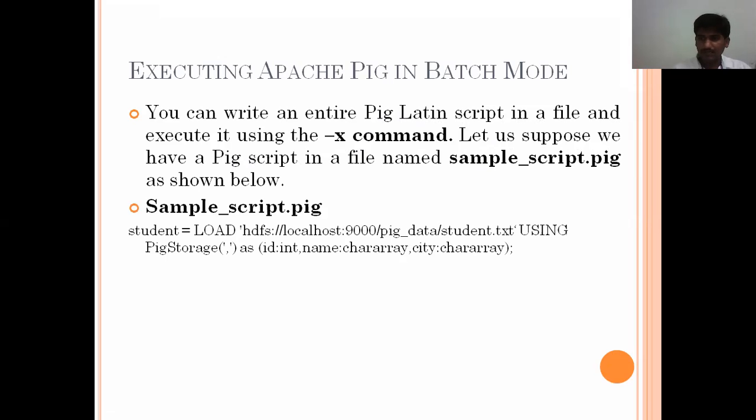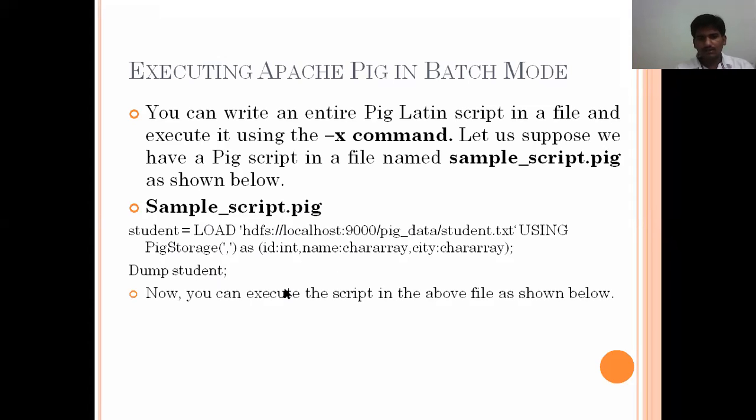In sample_script.pig, student is loaded from HDFS. We are loading student.txt directly, and that data is saved at localhost:9000 in the pig_data path, where the student.txt file is stored. We load it using PigStorage as id int, name chararray. So this is one sample Pig file. Then we close with dump student. Now we can execute the script. This is the whole program stored in sample_script.pig, the file name. Now how am I going to run that one?